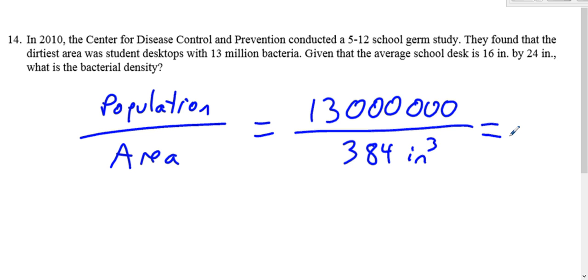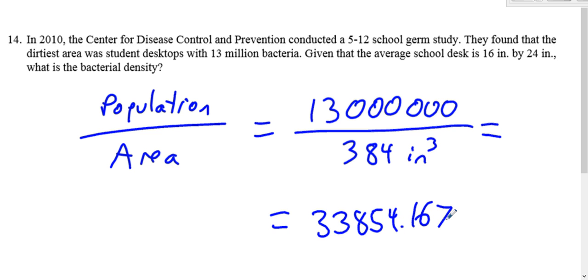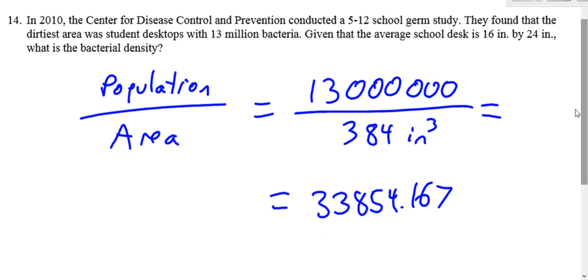So 13 million divided by 384, you get 33,854.167, which we're going to go ahead and convert to scientific notation. That'll be about 3.4, maybe 3.39. Let's do 3.39. That's a little bit closer. 3.39 times 10 to the 1, 2, 3. Got to move it 4 spots.